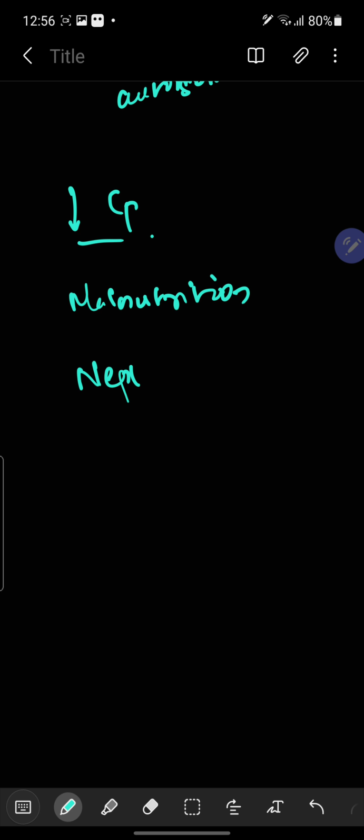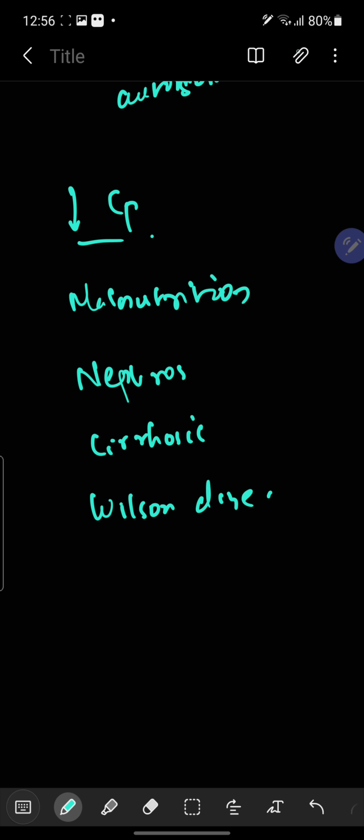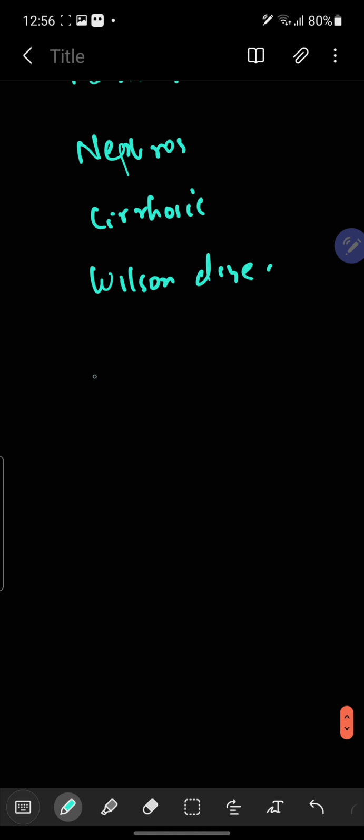Lower level of ceruloplasmin is found in malnutrition, during nephrosis, during cirrhosis, and during Wilson's disease.